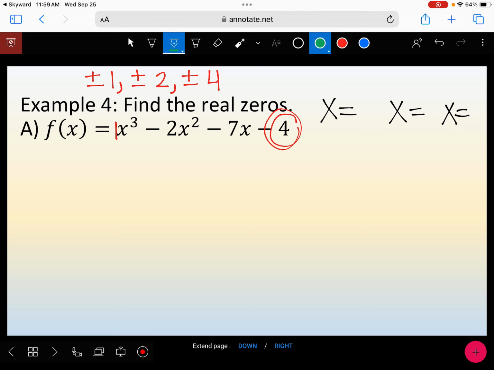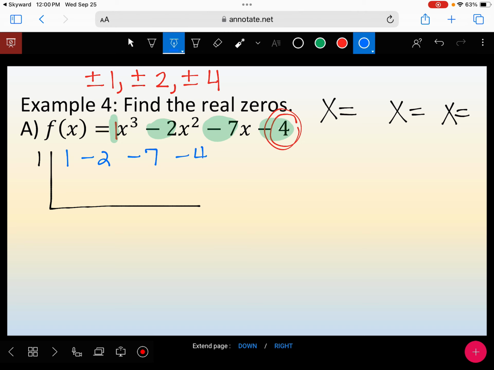Okay, so we're going to do synthetic division. So let's go ahead, make our little L. We're going to start with the first one. I always start by testing 1. Let's see if 1 is one of our solutions. This is a 3rd degree, so we need to find one solution to bring it down to a 2nd degree so we can factor it. Okay, so let's test 1. So we're going to list our coefficients. 1, -2, -7, -4.